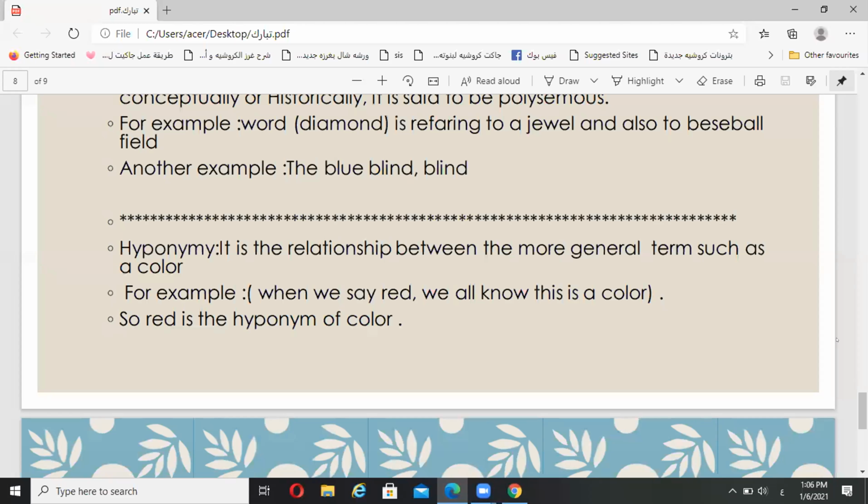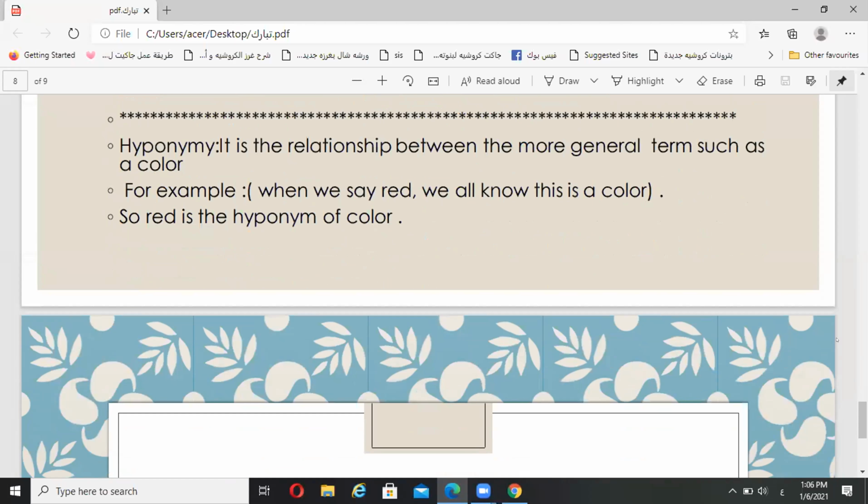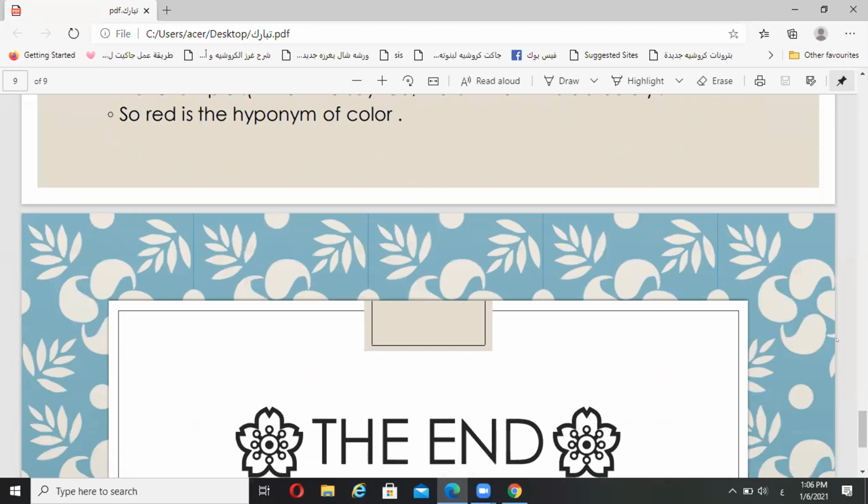Another example, blind. You all know that blind is a man who cannot see, or a window blind. When you put it in a sentence, it has a different meaning or multiple meanings. So I'm finished, doctor. Thank you for giving me a chance.